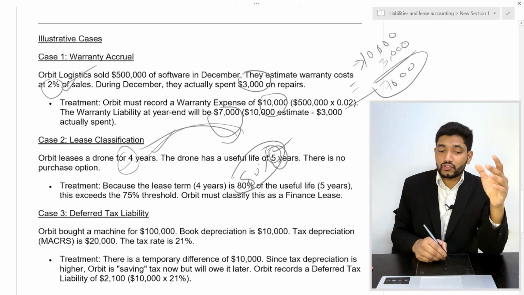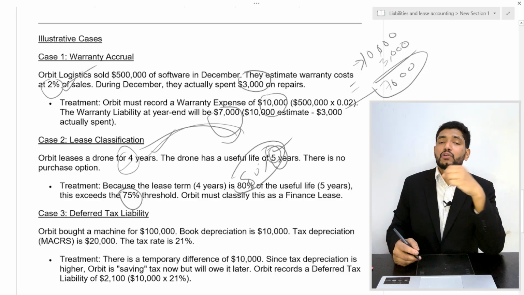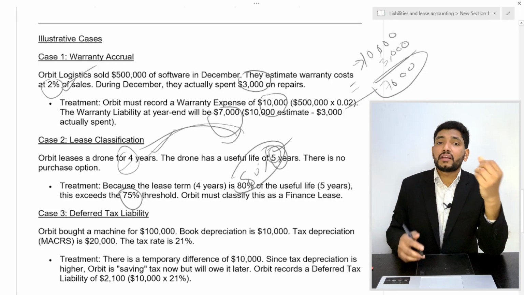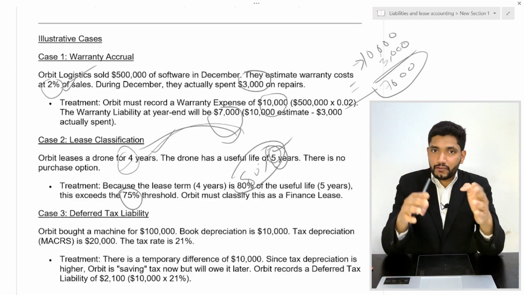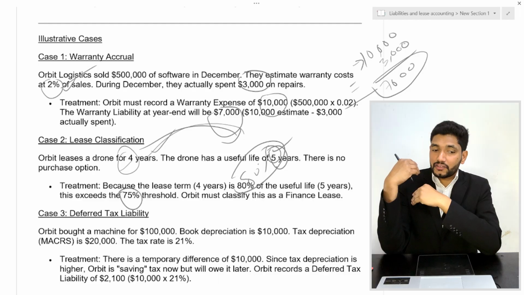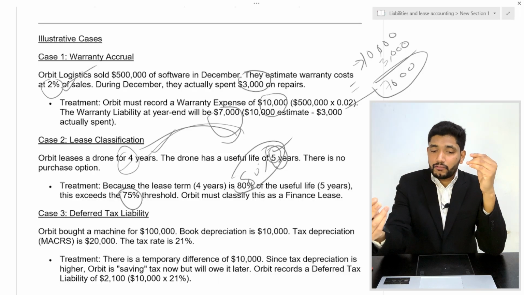So, what is your threshold? It is only 75%. If you are leasing the equipment for more than 75% of its useful life, then it has to be treated as a financing lease.